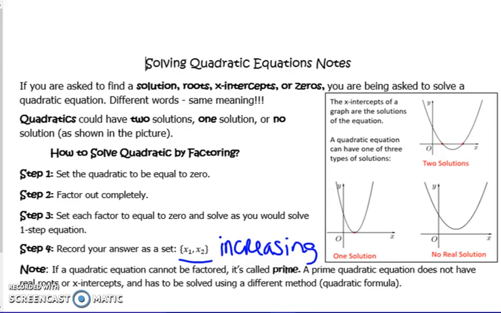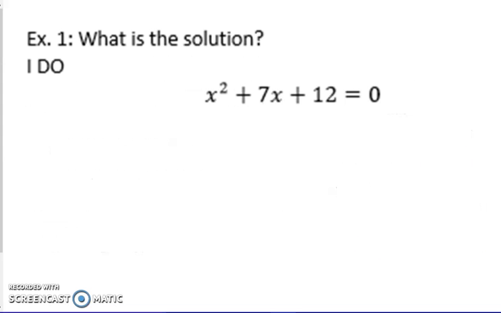Now, if a quadratic equation cannot be factored, it's called prime. We've talked a little bit about this, but if it's prime, it does not have real roots or x-intercepts, and it's going to have to be solved using a different method. We're not going to focus on that today, but I want you to be introduced to it.